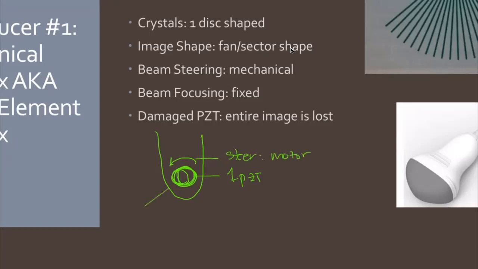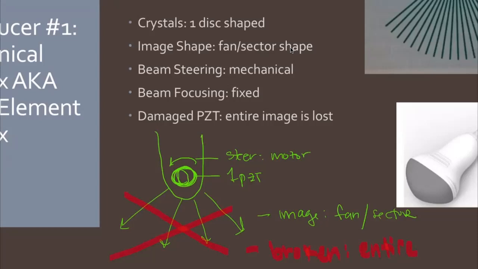And then my PZTs are going to come out like this. And this would help me to remember the image shape. So the image shape would be fan or sector. And if that one PZT was broken, my entire image was lost. So I would just put a line through it like this, and write down that if it was broken, my entire image was gone. And so on. I would create little pictures like this, and I would write these on my whiteboard, and I would talk about it as I was drawing it out and explain it to somebody else.